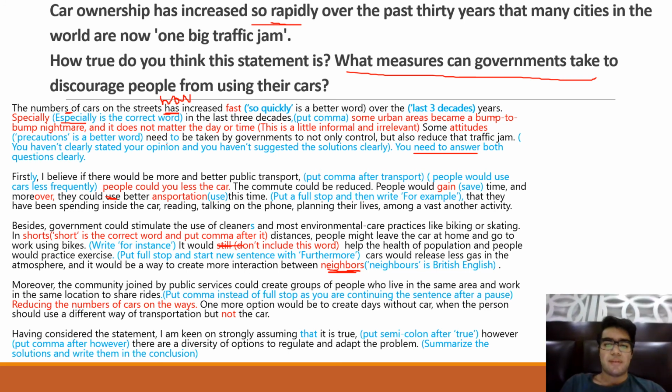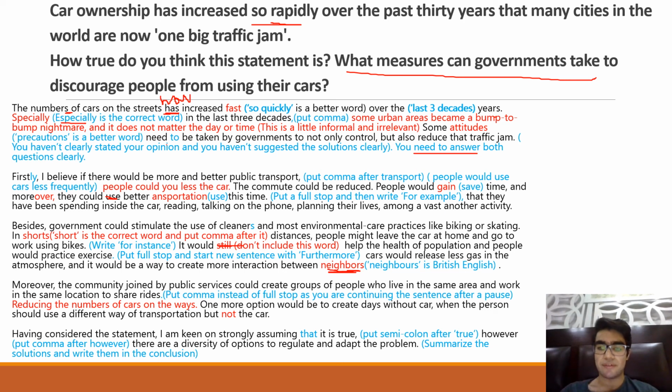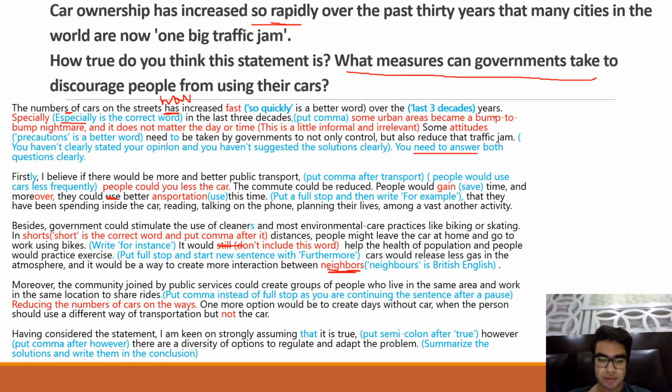Okay, the problem with this is that you should put a comma instead of a full stop as you're continuing the sentence after a pause. So when you said "who live in the same area and work in the same location to share rides," you put a full stop and then you said "reducing the numbers of cars on the ways." You continue the sentence by putting a comma after rides. Then you said, "One more option would be to create days without car when the person should use a different way of transportation, but the car." I have written this. Okay, you should say "but not the car."